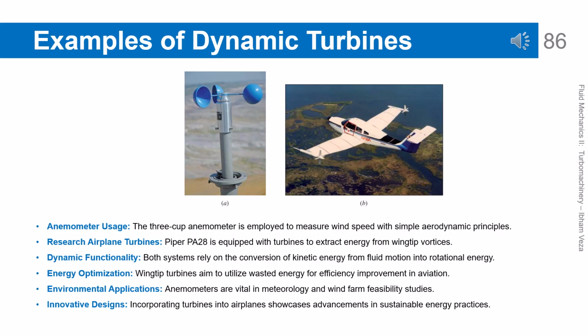These examples show that the dynamic turbine principle is not only used in power generation, but also in instruments and aeronautical applications. An anemometer uses a small turbine to measure wind speed based on the kinetic energy of the flow. In research aircraft, turbines can be installed to extract energy from wingtip vortices. Both examples rely on converting fluid kinetic energy into mechanical rotational energy. This confirms the versatility of turbomachinery concepts in many fields.